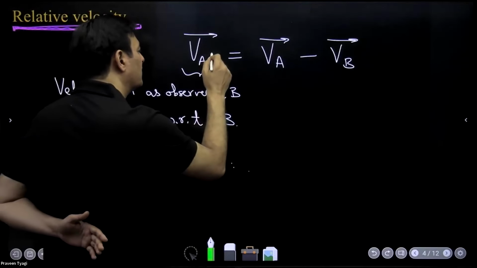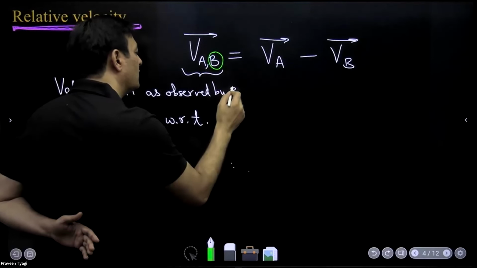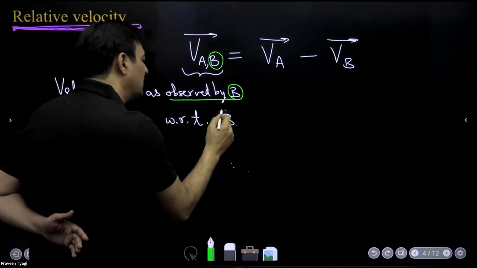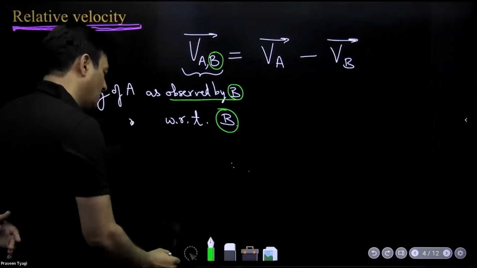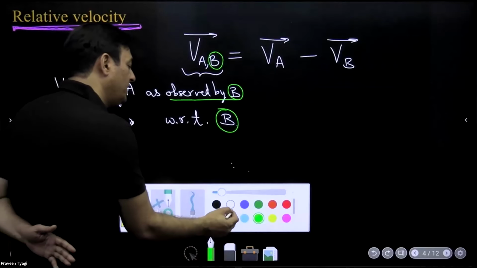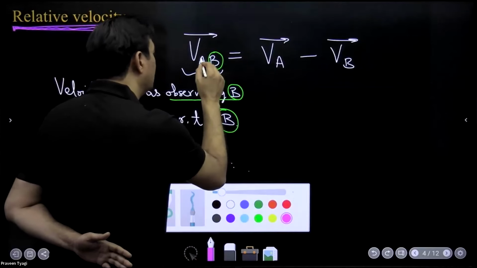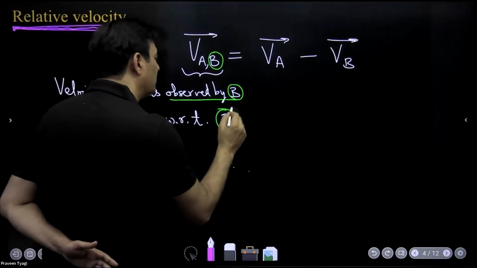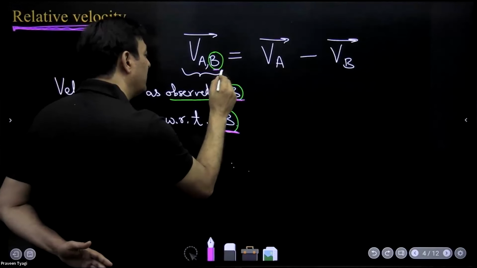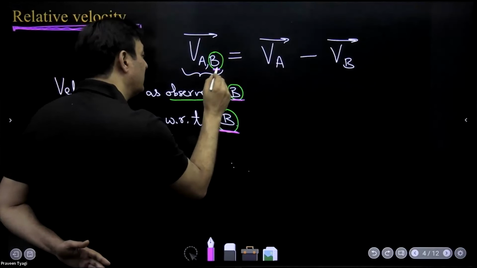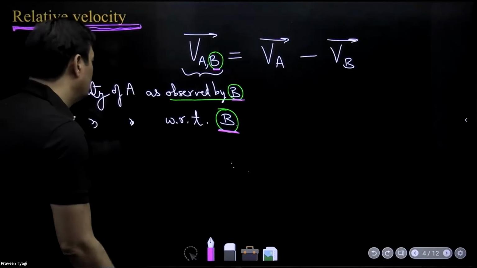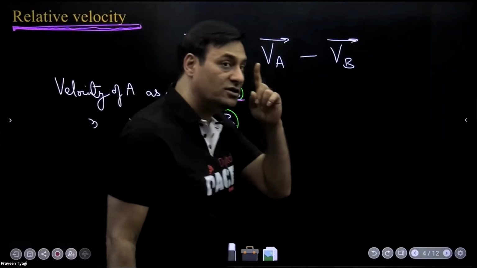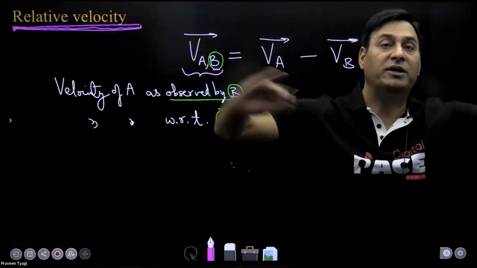B is the observer. With respect to B, or as observed by B, you can see B is the observer. Who is he observing? He is observing A. So A is being observed and B is the observer. And that's why this term comes second. Observer is here. Understand this one equation; this one equation is this full chapter.